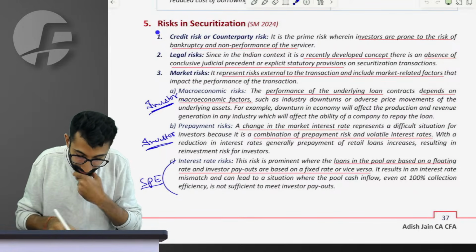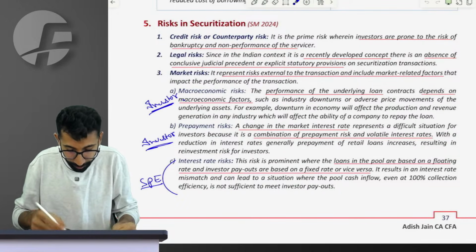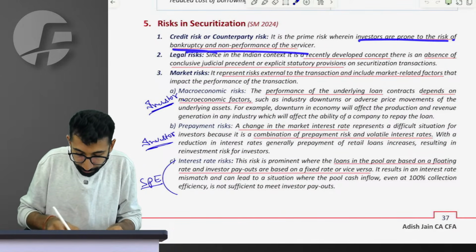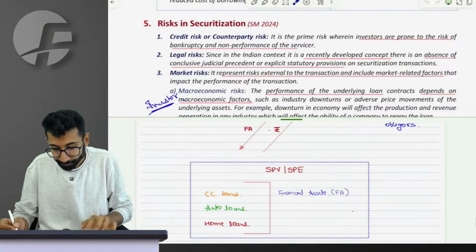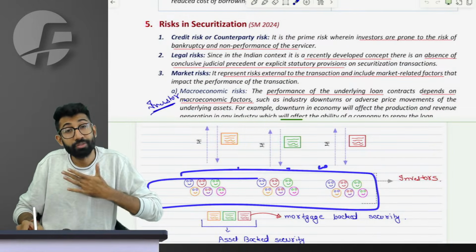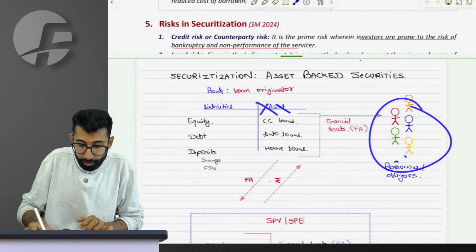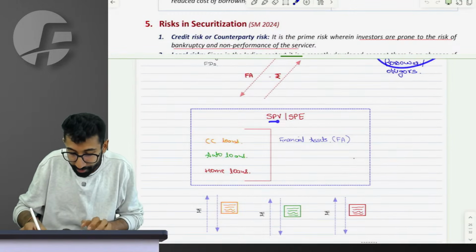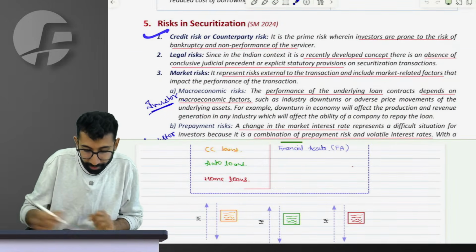Credit risk in securitization. When you do this entire thing, what are the different kinds of risk faced by different parties? Credit risk or counterparty risk. Investors are prone to the risk of bankruptcy or non-performance of the servicer. Sir, as an investor here, the money has gone out of our pocket. Do you agree? So it becomes my risk if they default, or if the originator is not able to service the loan properly, or if this company or the SPV does any fraud, or anything happens to the SPV, then my money is lost. That is the credit risk that the investor has.